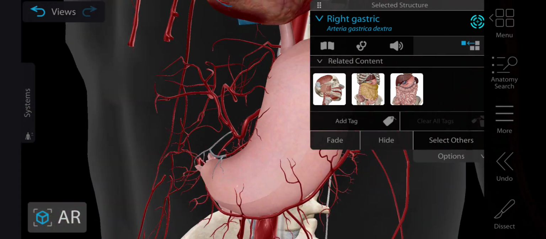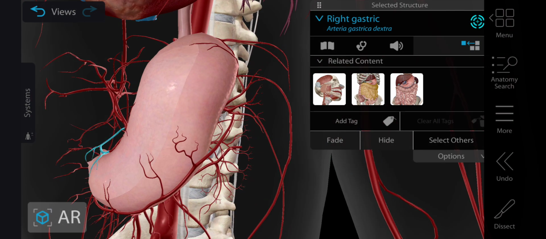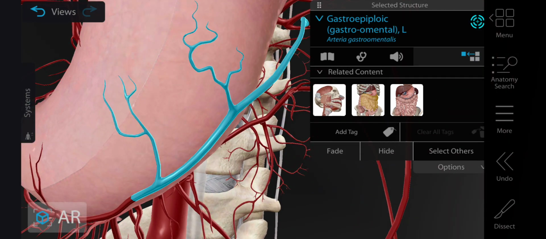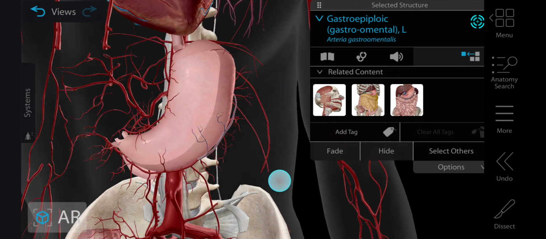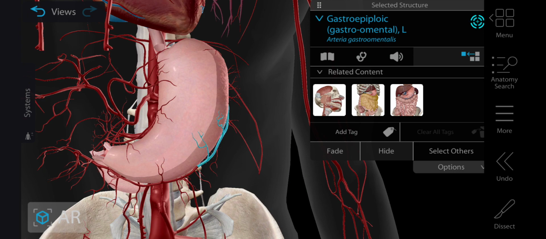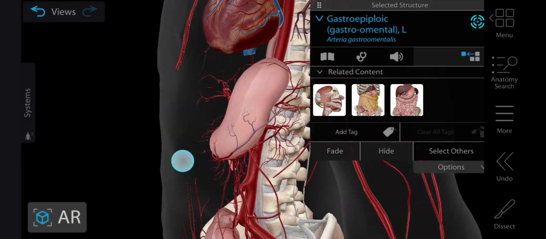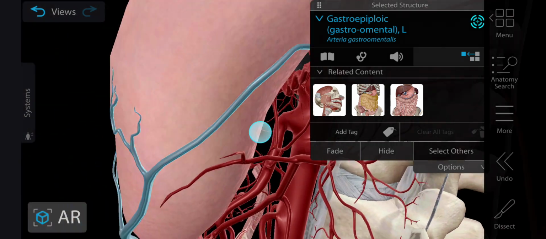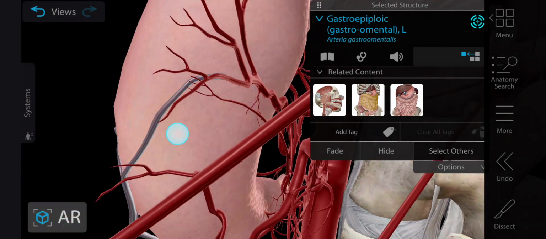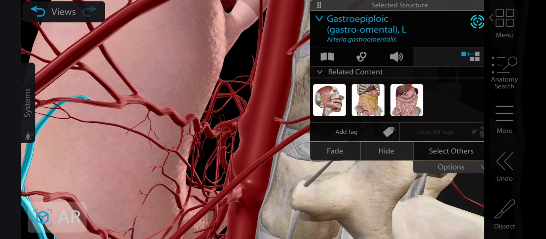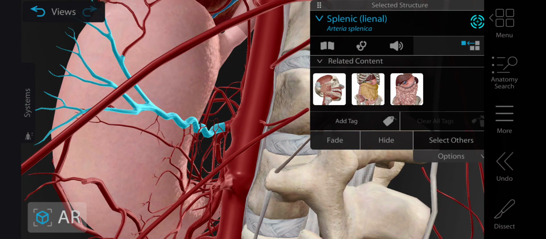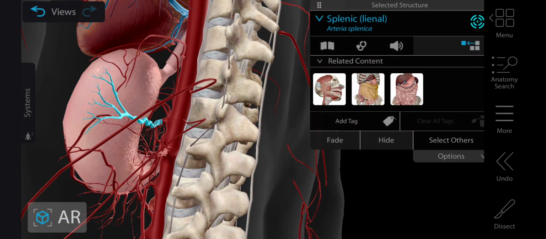Now moving on to the greater curvature of stomach. On the greater curvature of stomach, we have this artery. This artery is a left gastroepiploic artery, as it is on the left side. And this left gastroepiploic artery is the branch of splenic artery. On the posterior aspect, we can see that this tortuous artery is the splenic artery, and this splenic artery gives off this branch.